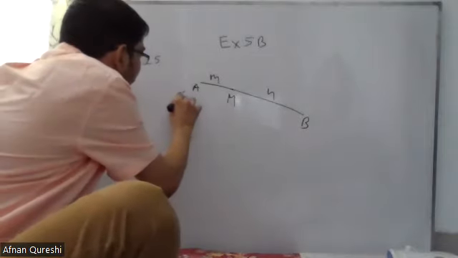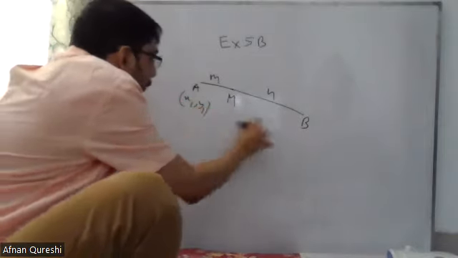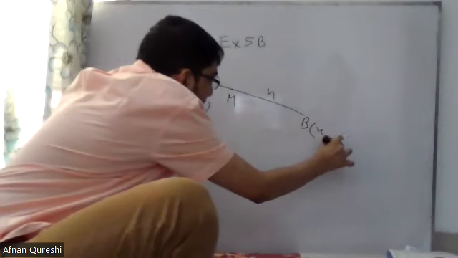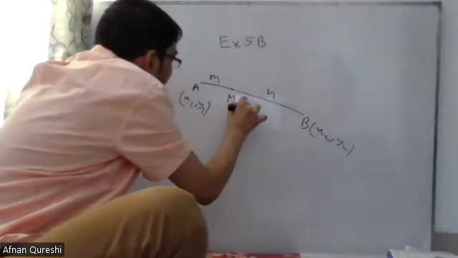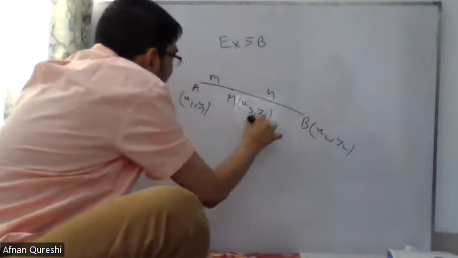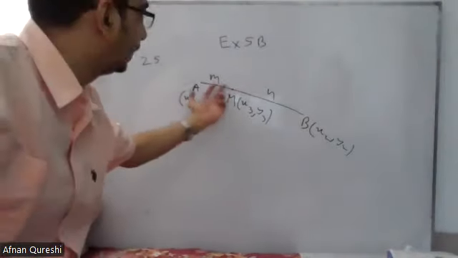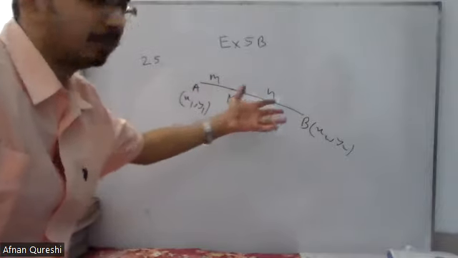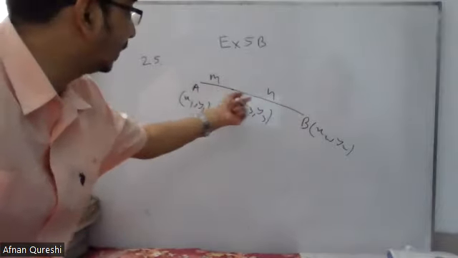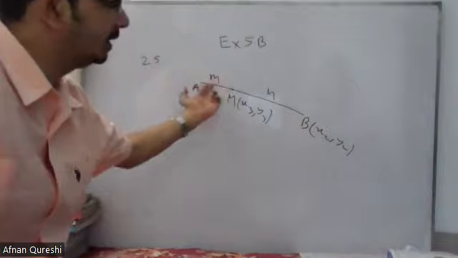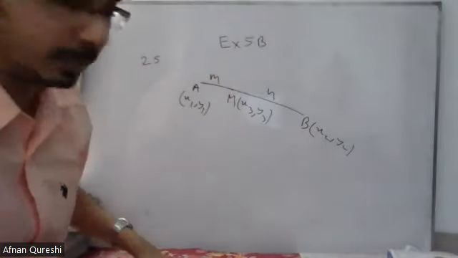Let's say the coordinates of A are x1 and y1, the coordinates of B are x2 and y2, and the coordinates of C are x3 and y3. m is to n means in what ratio it divides, like 2:3, 2:5, 5:2, 1:1. If it is 1:1, then C is the midpoint. It divides into two equal parts.